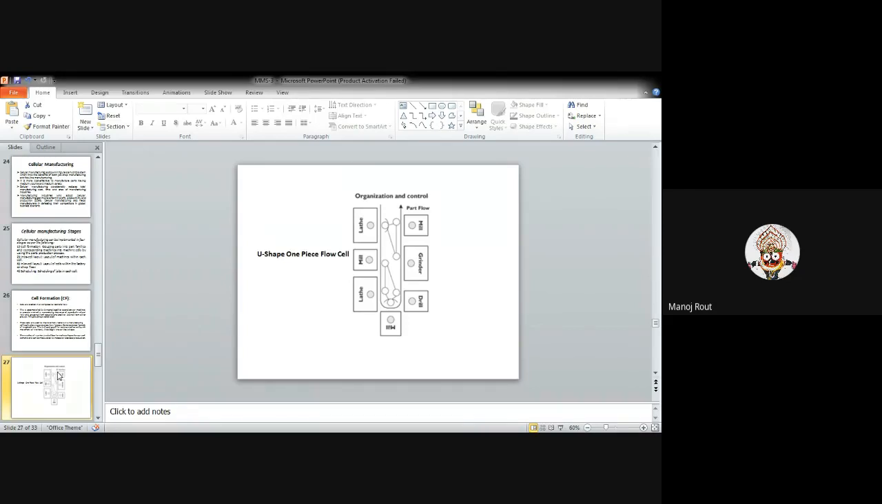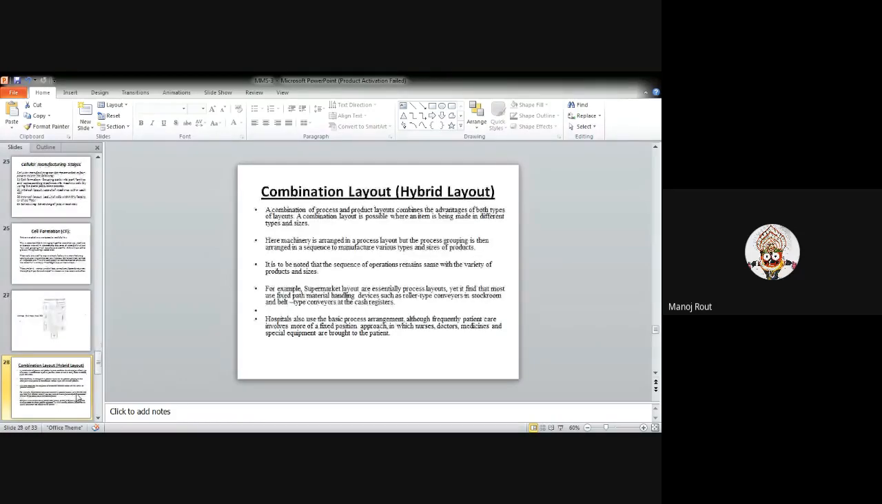Going to the next one, known as the combination layout or hybrid layout. A combination of process and product layout combines the advantages of both types of layout. A combination layout is possible where an item is being made in different types and different sizes. Clear? If two items have different specifications, you can use the hybrid layout.